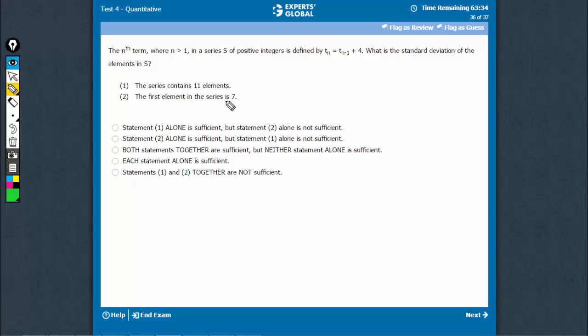The series contains 11 elements and each term is greater than the previous element by 4. These are all positive integers. So what matters is, suppose the first term is 5, the other terms are going to be 9, 13, and so on, and they're going to be 11 terms.